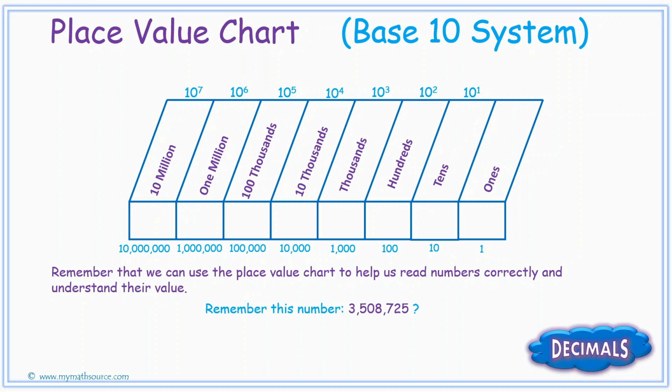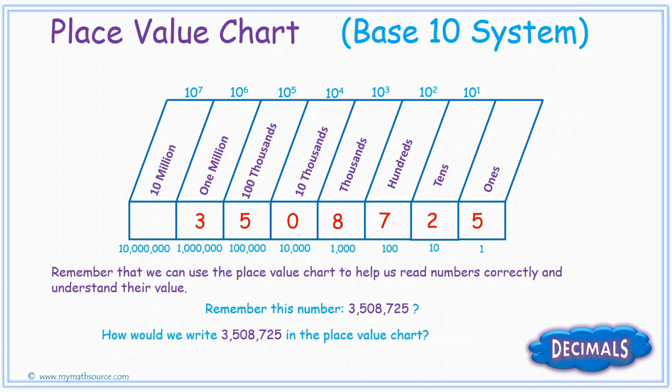Do you remember this number at the very beginning? That was 3,508,725. But how do we know to say this number correctly? Well, we can use the place value chart to help us. How could we write it into the place value chart? Well, we put them in the order as the numbers are written. And the way to say the number is directly associated to its position in the place value.